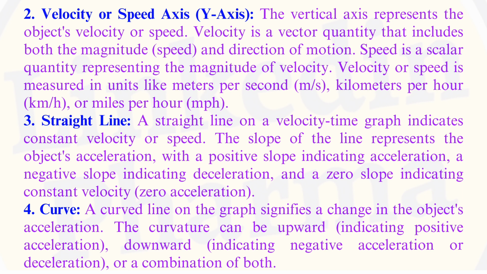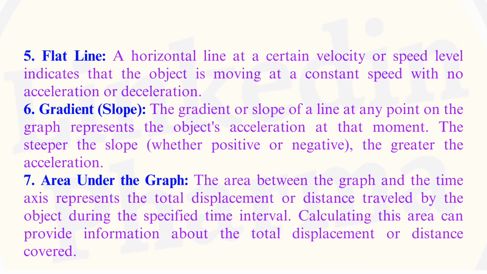4. Curve. A curved line on the graph signifies a change in the object's acceleration. The curvature can be upward, indicating positive acceleration, downward, indicating negative acceleration or deceleration, or a combination of both. 5. Flat line. A horizontal line at a certain velocity or speed level indicates that the object is moving at a constant speed with no acceleration or deceleration.